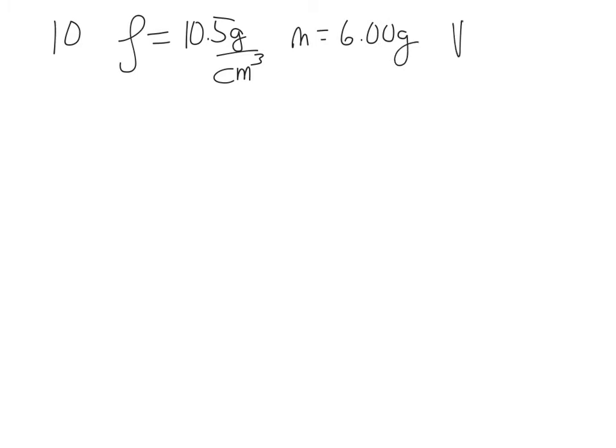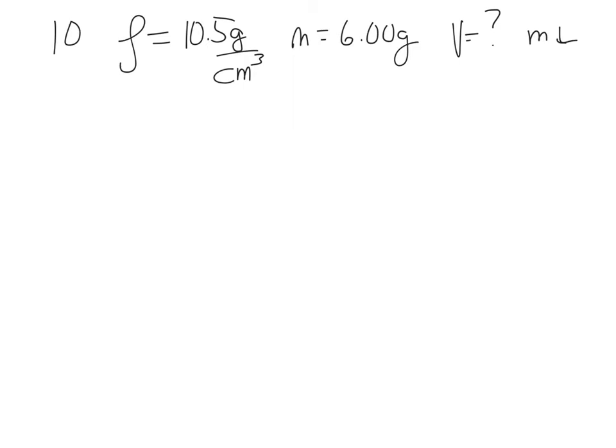Number 10. You're given the density is equal to 10.5 grams per centimeter cubed. You're given the mass of the object is equal to 6.00 grams. You're asked to find the volume, and you're asked to find it in milliliters. This is another calculation problem. It's not a conversion. We're looking for volume.